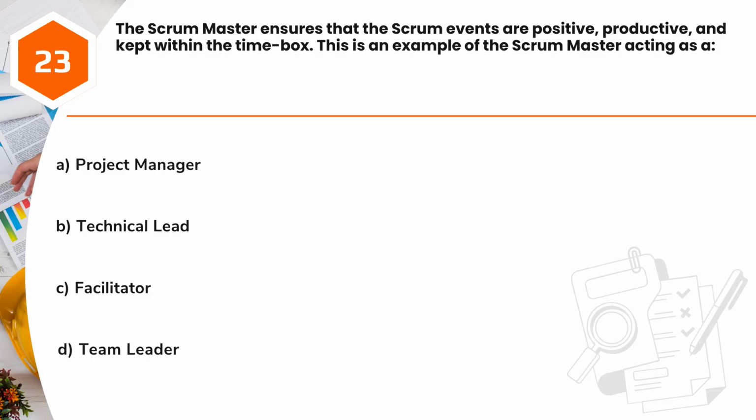Question 23. The Scrum Master ensures that the Scrum events are positive, productive, and kept within the time box. This is an example of the Scrum Master acting as A. Project Manager. B. Technical Lead. C. Facilitator. D. Team Leader.